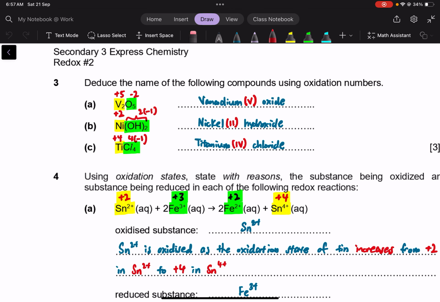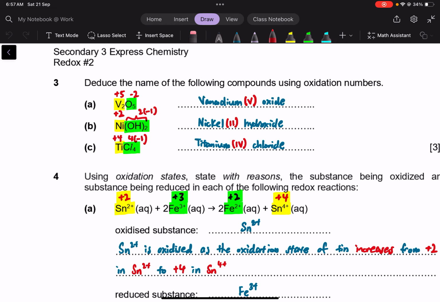Okay, so for the naming convention, do take note we actually use Roman numerals. So we attach the oxidation state of the transition metal in the form of a Roman numeral at the end of the name. So here if we have V2O5, it's just vanadium in oxidation state of +5. So vanadium(V) oxide.